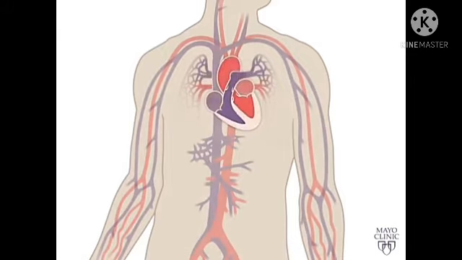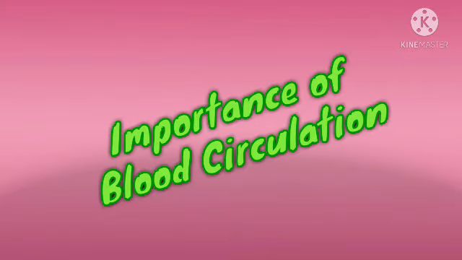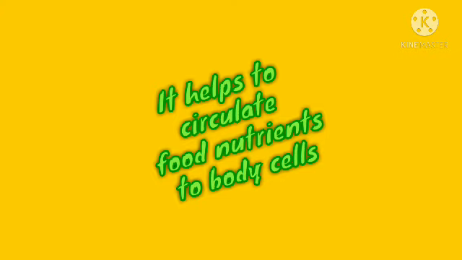We have seen how blood is circulated. It is time to look at the importance of blood circulation. Why is blood circulation so important? It helps to circulate food nutrients to body cells. The food digested needs to be carried around the body, and it's the blood circulation that does that.